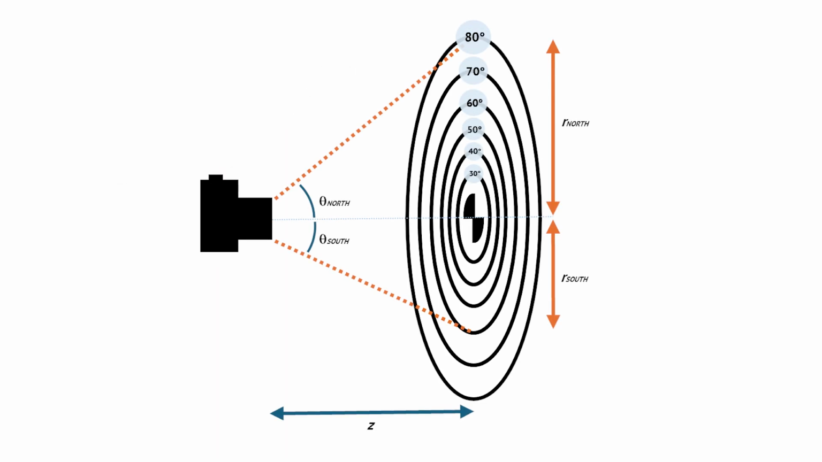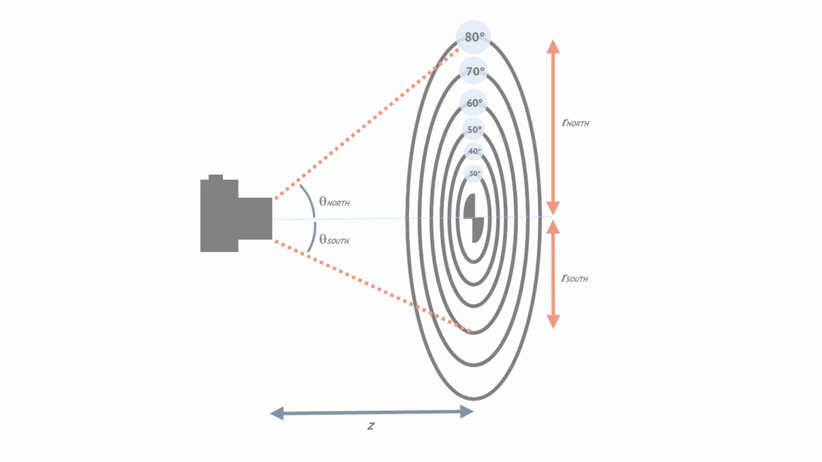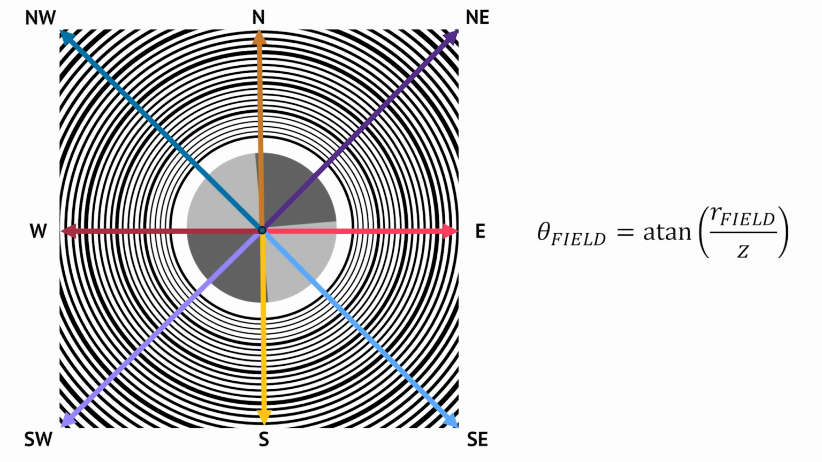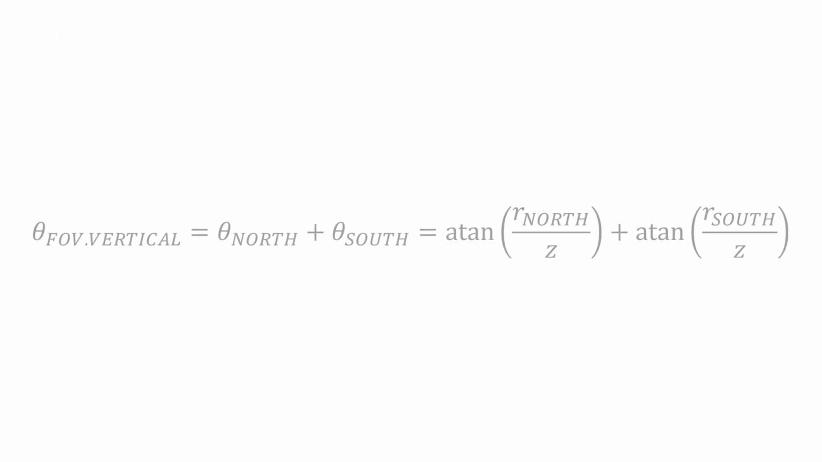To account for asymmetric cases, Imatest calculates the individual field angle for 8 radial directions extending from the center of the target. For a known working distance, Z, each ring radius R on the target corresponds with a particular field angle, which can be similarly calculated. The full field of view for a particular axis is then the sum of the two opposite field angles that comprise one axis. In this example, the vertical field of view for a camera lens system is calculated using the north and south radial directions.